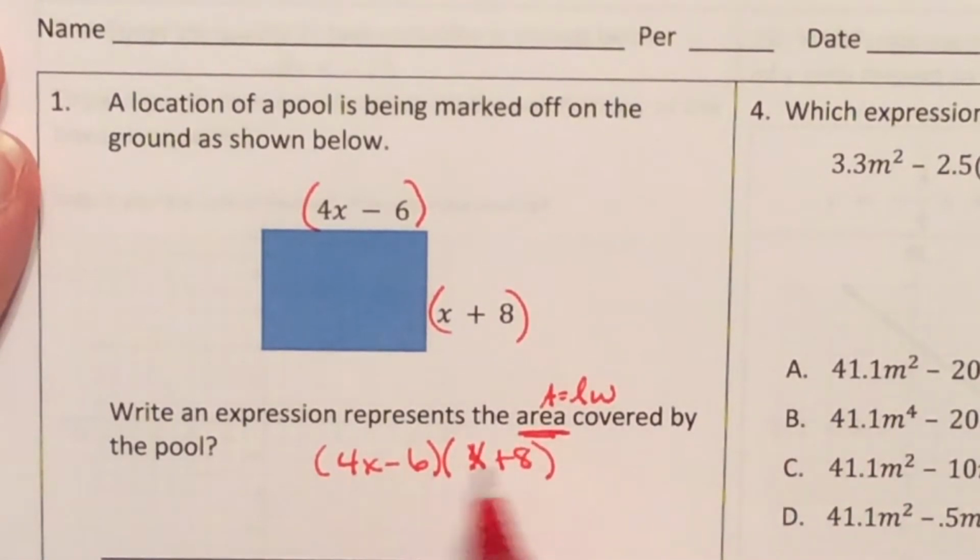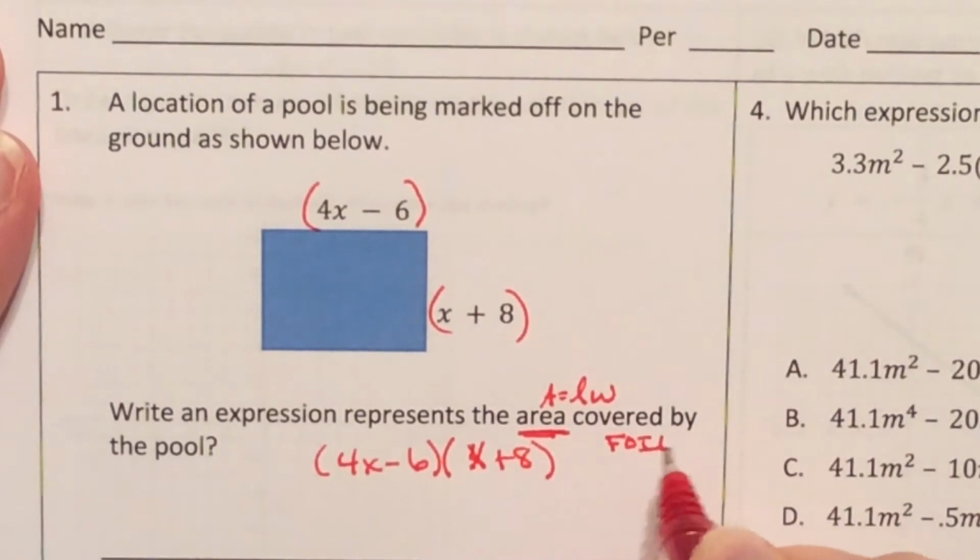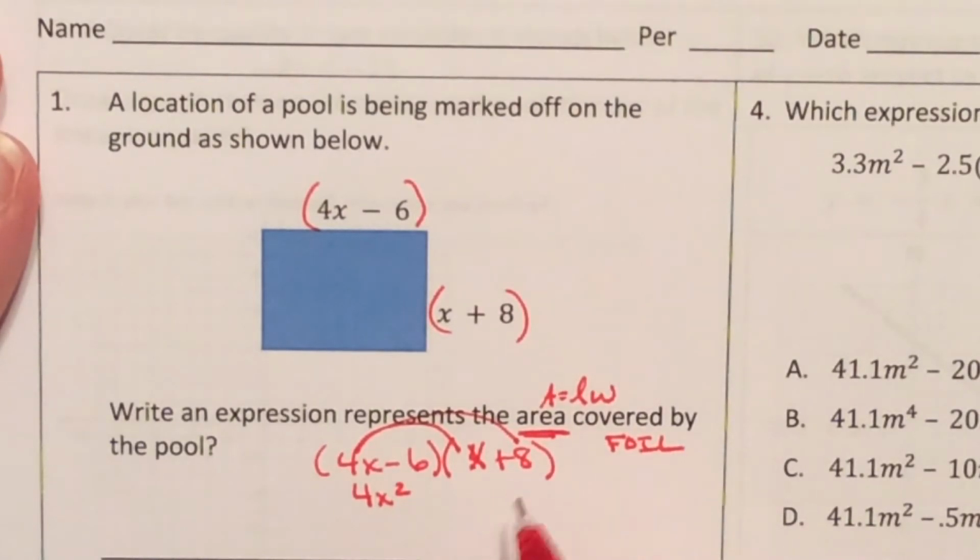We're multiplying binomials. You guys also know this as FOIL. So we're going to do 4x times x. That's going to be 4x squared. 4x times 8. 4 times 8 is going to be 32, and it's got an x on it. Negative 6 times x is negative 6x. Negative 6 times 8 is going to be a negative 48.